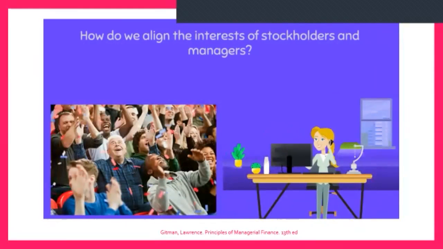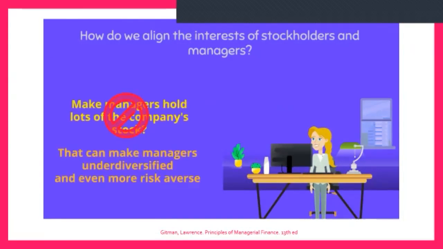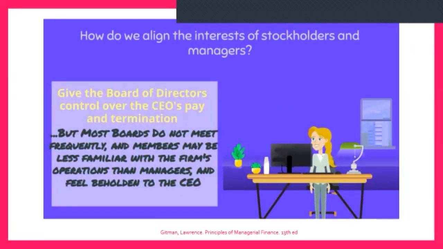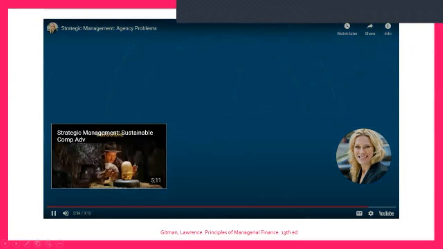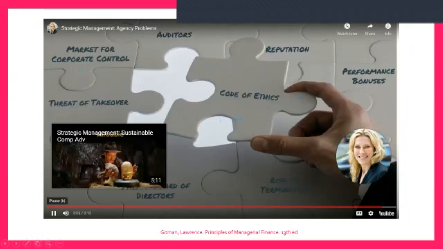So how do we align the interests of stockholders and managers? We can make managers hold lots of company stock, but that can make managers under-diversified and even more risk-averse. We can give the board of directors control over the CEO's pay and termination, but most boards do not meet frequently, and members may be less familiar with the firm's operations than managers, and they may feel beholden to the CEO. Corporate governance is a complex puzzle that uses interrelated strategies to try to reduce the likelihood and severity of agency problems.